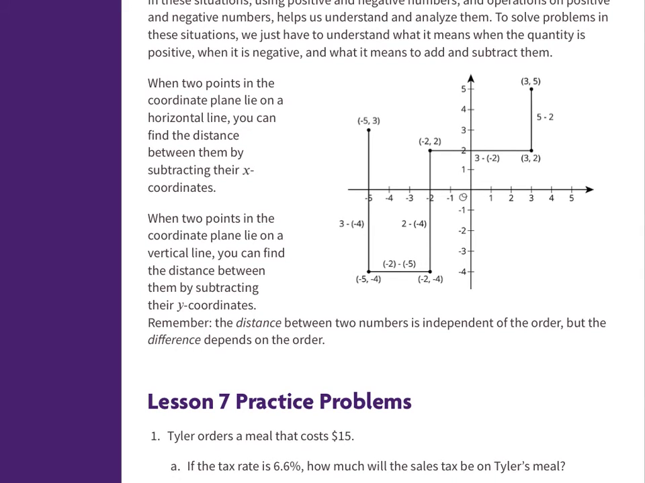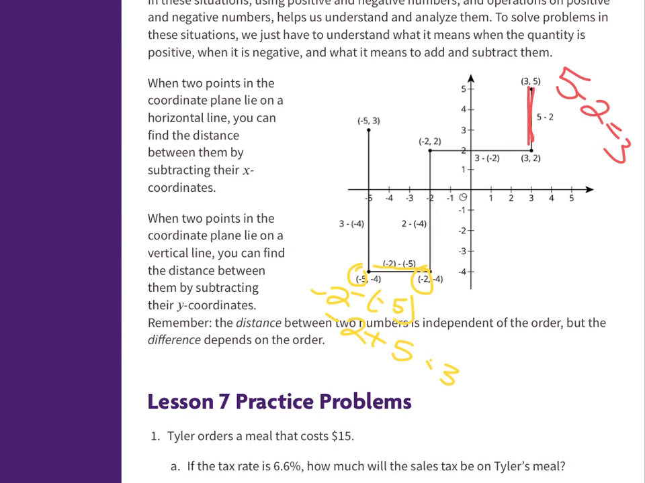And then when 2 points in a coordinate plane lie on a horizontal line, you can find the distance by subtracting their x values. So if I wanted to find the distance here, I could just subtract their x values. So negative 2 minus negative 5, which is really negative 2 plus 5, gives me 3. When 2 points lie on a vertical line, you can just subtract their y coordinates. So here, 5 minus 2 equals 3. Remember, the distance between two numbers is independent of the order, but the difference depends on the order.